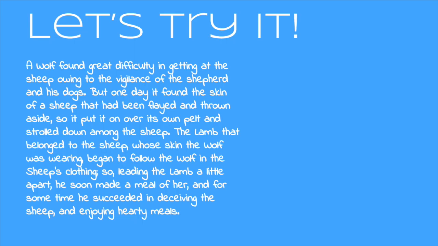Read along with me. A wolf found great difficulty in getting at the sheep, owing to the vigilance of the shepherd and his dogs. But one day it found the skin of a sheep that had been flayed and thrown aside. So it put it on over its own pelt and strolled down among the sheep. The lamb that belonged to the sheep, whose skin the wolf was wearing, began to follow the wolf in the sheep's clothing. So, leading the lamb a little apart, he soon made a meal of her. For some time, he succeeded in deceiving the sheep and enjoying hearty meals.